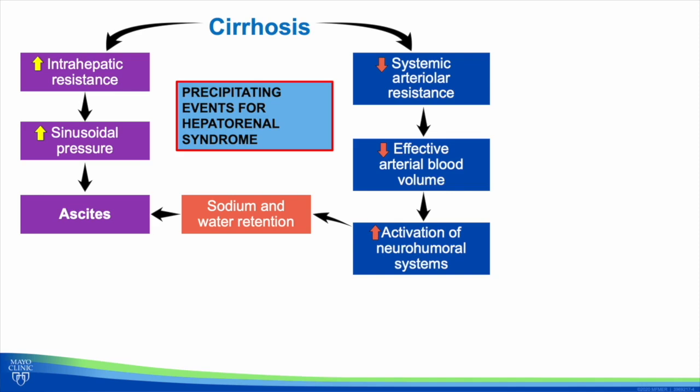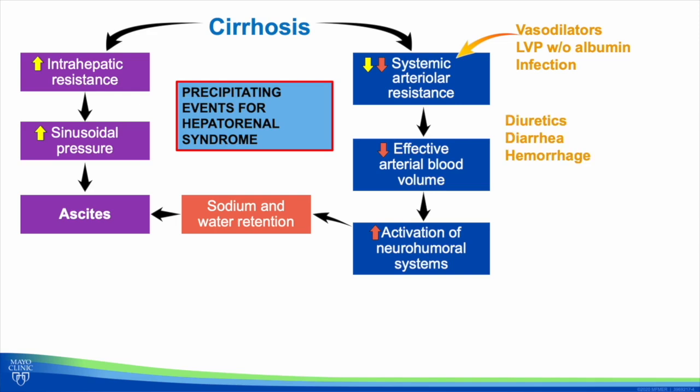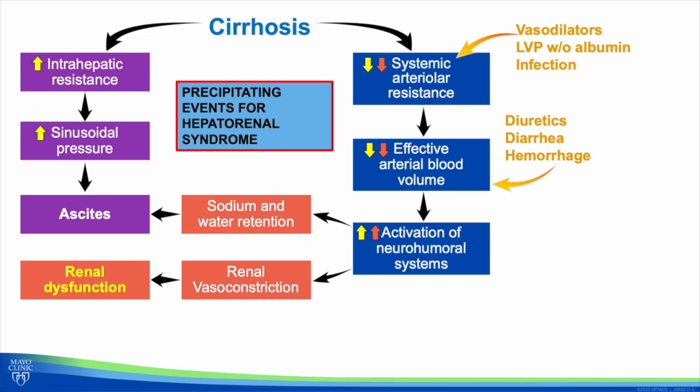So what precipitates hepatorenal syndrome? Vasodilators, large volume paracentesis, infection, that increases vasodilatation. That decreases the effective arterial blood volume. Diuretics, diarrhea, hemorrhage, again decrease volume. Those will activate neurohumoral systems. You get renal vasoconstriction and renal dysfunction. Don't forget non-steroidals. Non-steroidals cause intense renal vasoconstriction, and therefore, try and avoid all these factors because otherwise the patient will end up with hepatorenal syndrome.